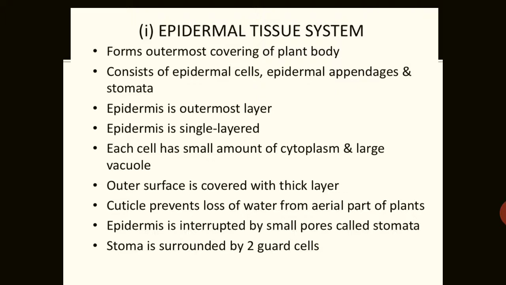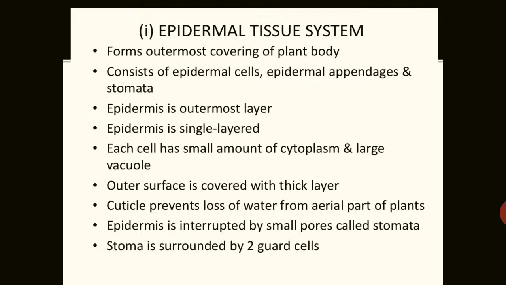The epidermal tissue system forms the outermost covering of the plant body. It consists of epidermal cells, epidermal appendages and the outer surface structures known as stomata, which are found on the outer surface of the leaf. The epidermis is the outermost layer and is always single layered. Each cell has a small amount of cytoplasm, but a very large vacuole.